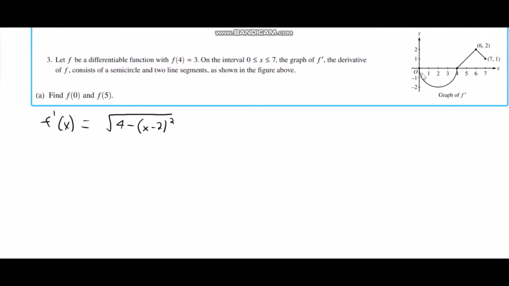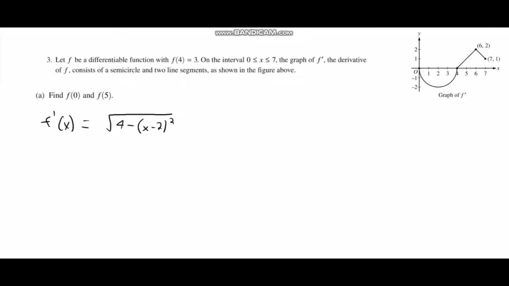Then also it's below the x-axis, so I have to make this negative. So this is our equation for the semicircle right here, and this is good when x is between 0 and 4. So this is the equation for f prime of x when x is between 0 and 4.